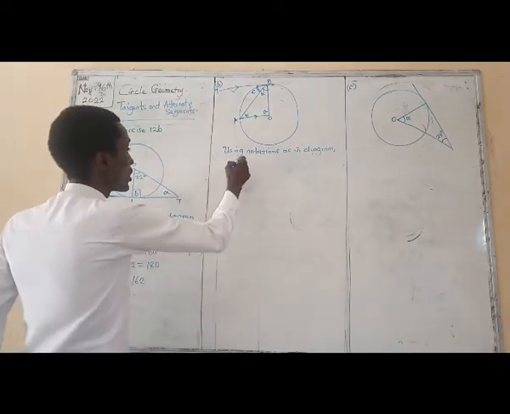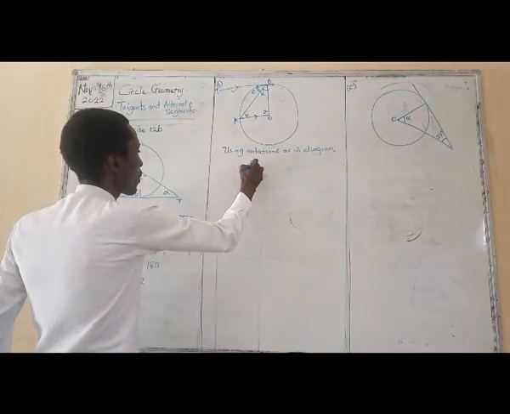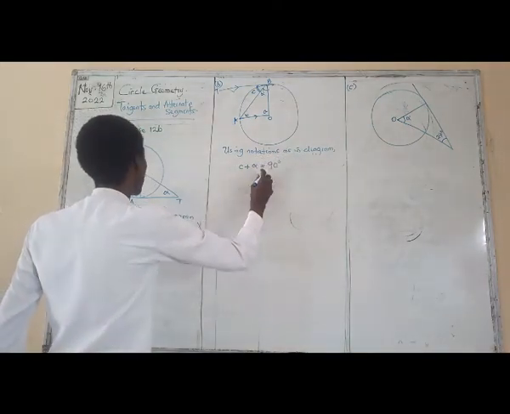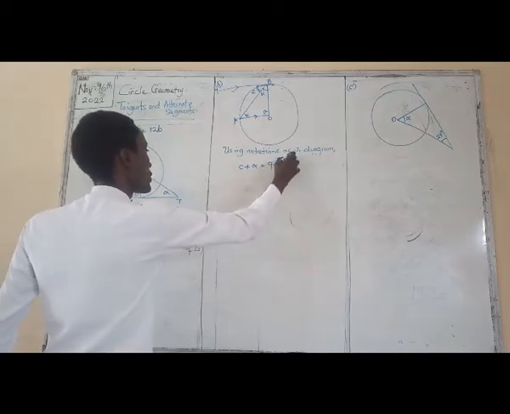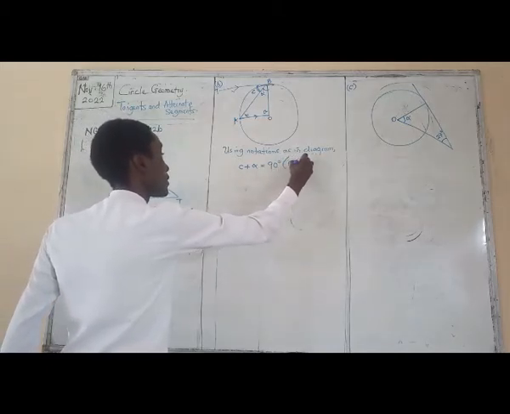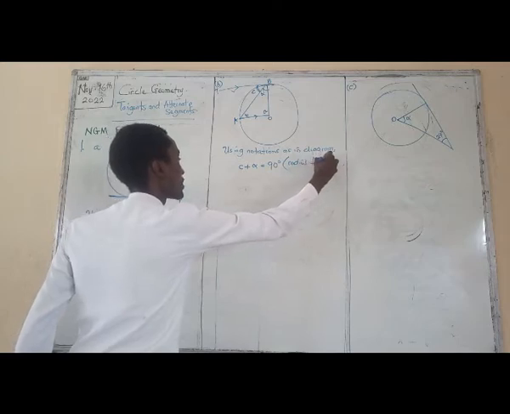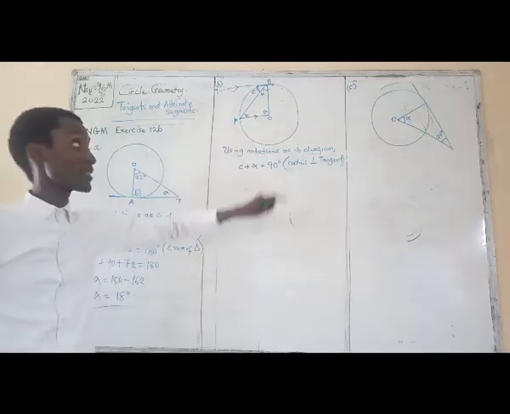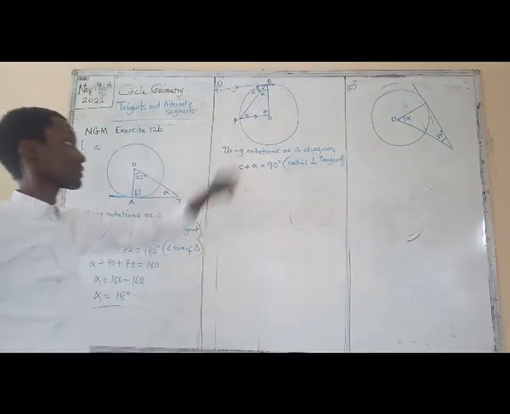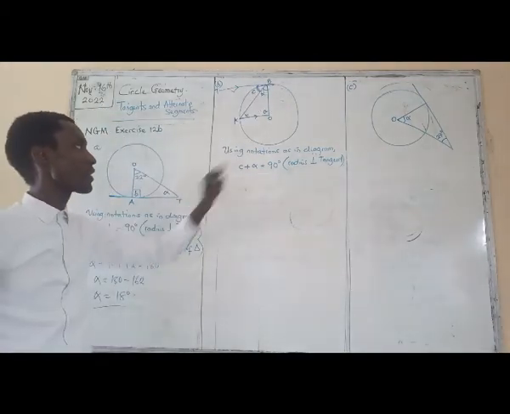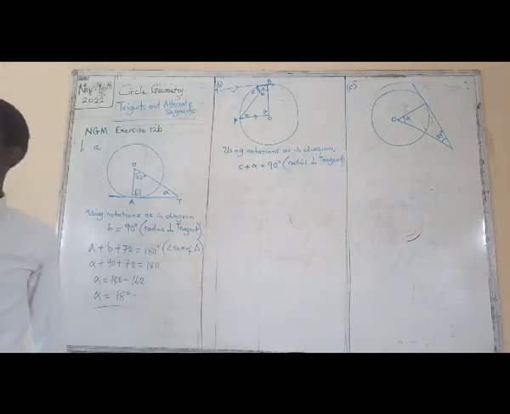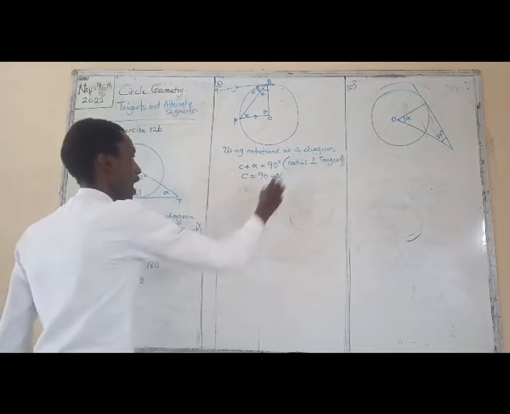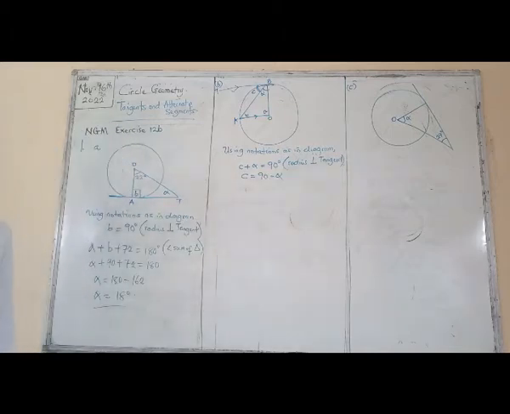Now watch. C plus alpha is equal to 90 degrees. What's the reason for that? Radius perpendicular to tangent. This is not where you have the tangent. This is where you have the tangent. Tangent and then length. So if C plus alpha is equal to 90, it will mean that C must be equal to 90 minus alpha. Is that not?